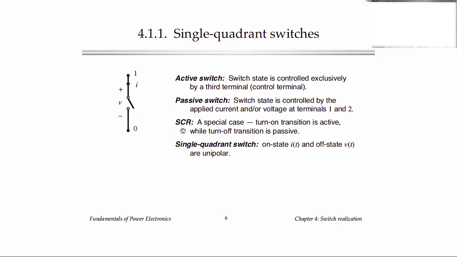The silicon controlled rectifier, or SCR, is a special case. It is turned on with a control signal, so the turn-on transition is active, but once it's on it behaves like a diode in which it won't turn off until the external circuit or the power converter circuit reverse biases the SCR.